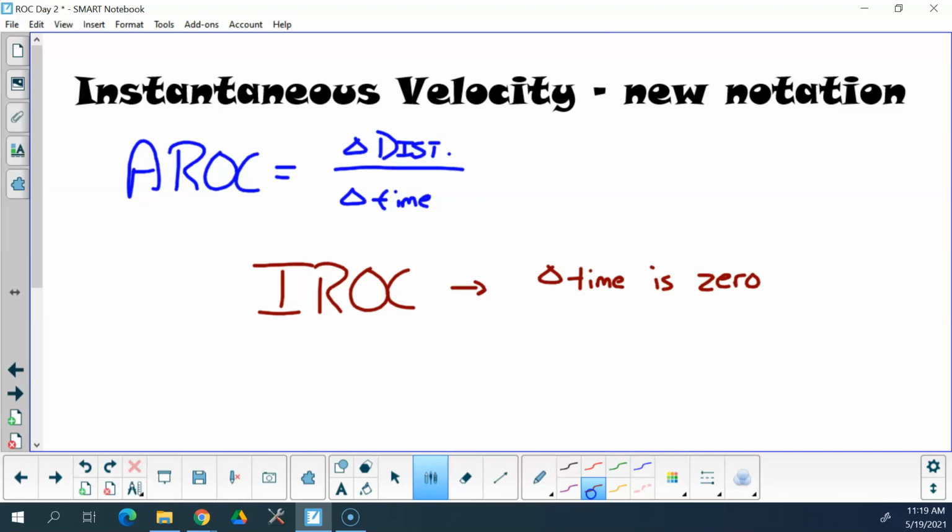Now, the problem with that is this creates a major mathematical faux pas. It means that we are dividing by zero. And that can't happen. That's the problem. That's where calculus comes in. We will start today to divide by zero. Okay? And we're going to do it using limits.